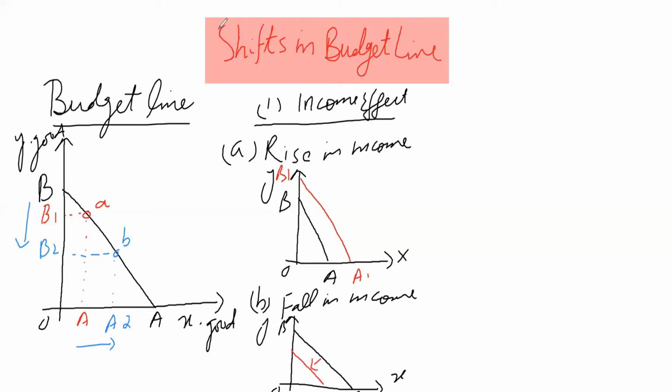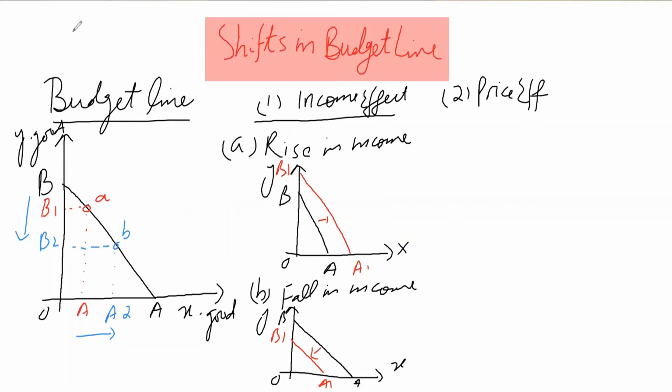Okay, so we have seen that rise in income shifts budget line completely to the right, which shows that now consumer's purchasing power has increased, and fall in income shifts budget line completely to the left, showing that there is fall in purchasing power of consumer. Keep in mind one important thing, that budget line shows only purchasing power of consumer.